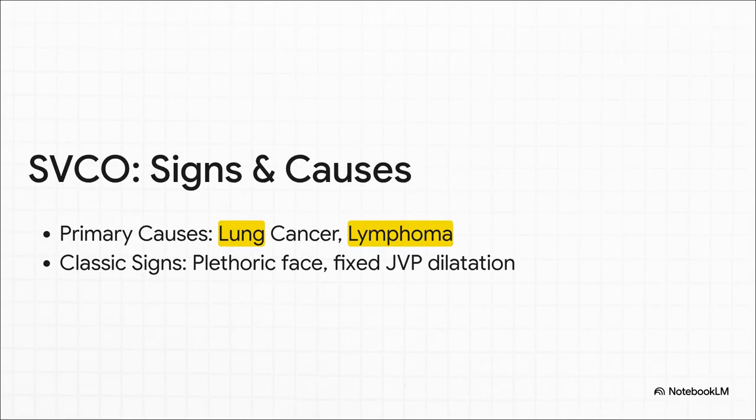Okay, let's look at another one of these compression crises: superior vena cava obstruction, or SVCO for short. What's happening here is a tumor in the chest, usually lung cancer or a lymphoma, is literally squeezing shut the big vein that brings blood back from your head and arms to your heart. The result? It's like a traffic jam. All that blood backs up. You see this really classic picture, a swollen, red, puffy face. We call that plethoric. And you'll see the jugular veins in the neck just bulging out, and they won't be pulsing like normal.